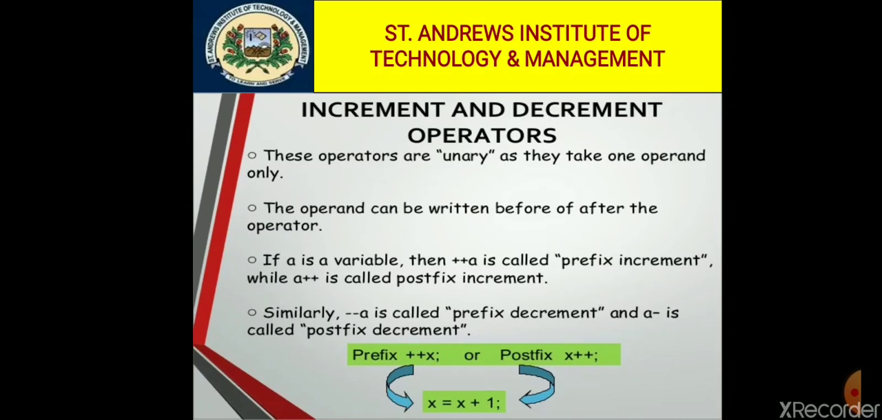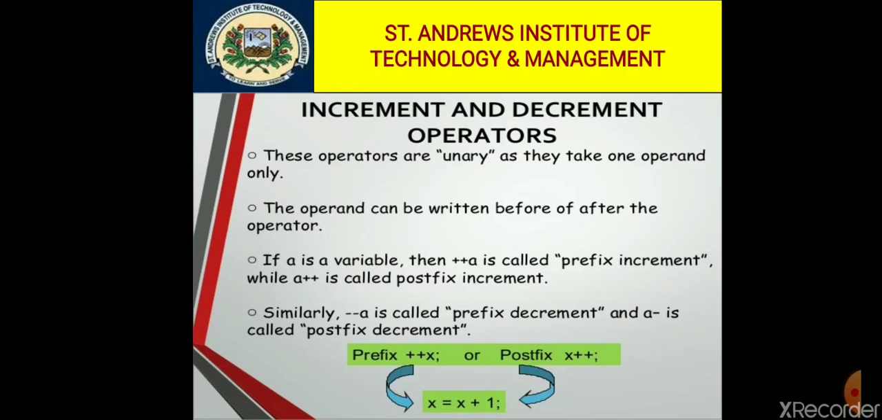If a is a variable, then ++a is called prefix increment, while a++ is called postfix increment. It means if we put the increment operator before the variable, it's called prefix increment. If we put the unary operator after the variable, that's called postfix increment. So what is the basic difference between prefix and postfix? The difference between prefix and postfix forms shows up when the operators are used as a part of a larger expression.